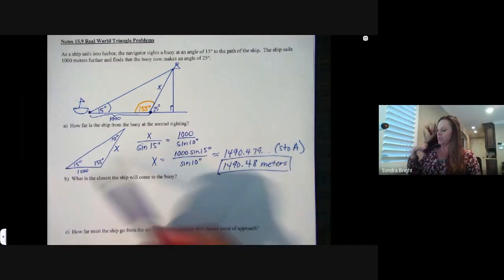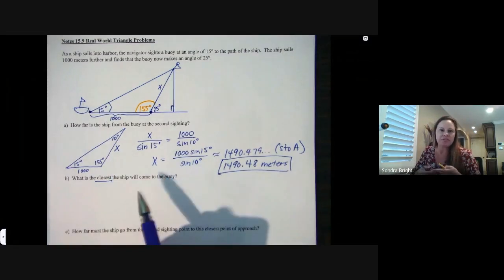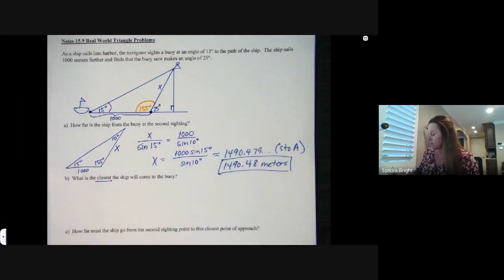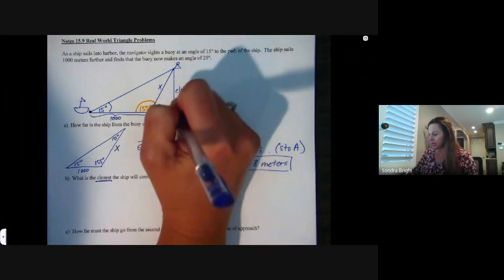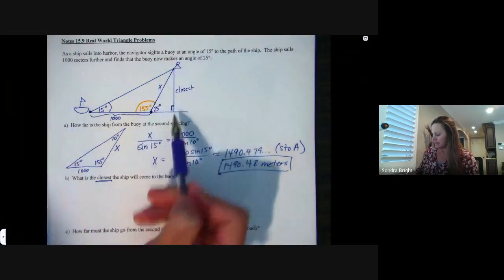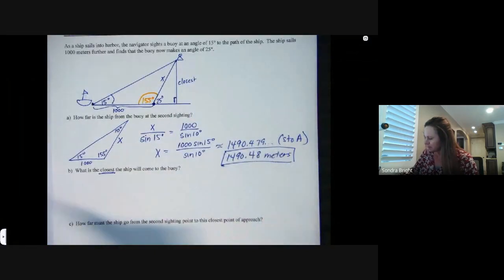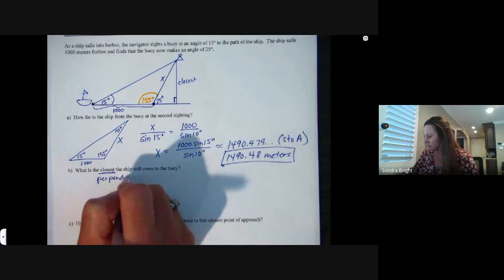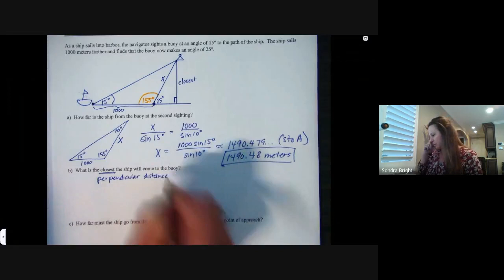Okay. Next question. What is the closest the ship will come to the buoy? Well, the smallest distance between two things is the perpendicular distance. So when they ask for the closest, this perpendicular line will be the closest. Like if the ship kept on going and was perpendicular to it, that's when it'll be the closest that it'll come. And so the closest is always the perpendicular distance. So obviously the ship would need to keep on moving to get to the closest, but if we want to know what the closest is, then that's what we're going to use.